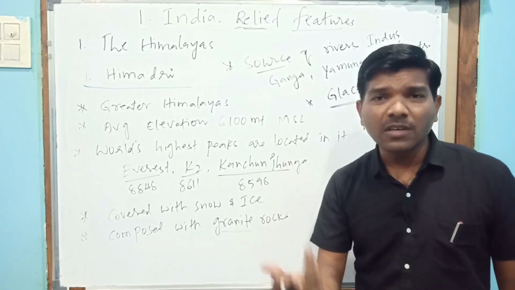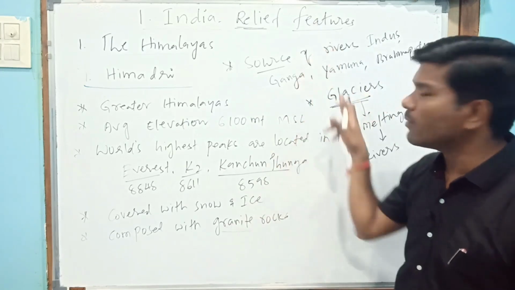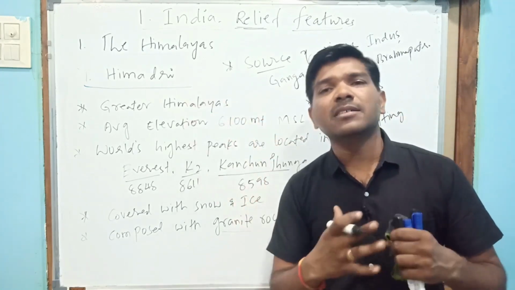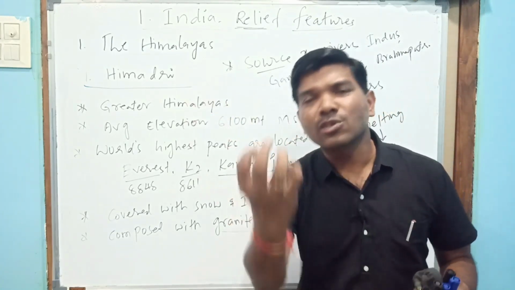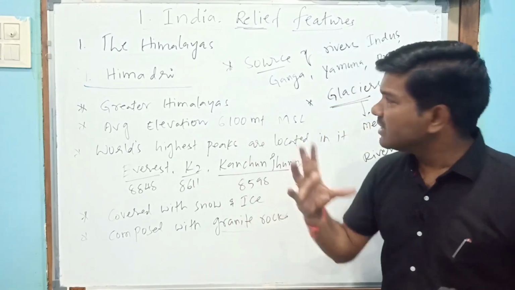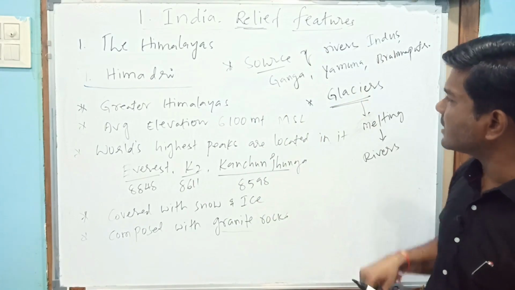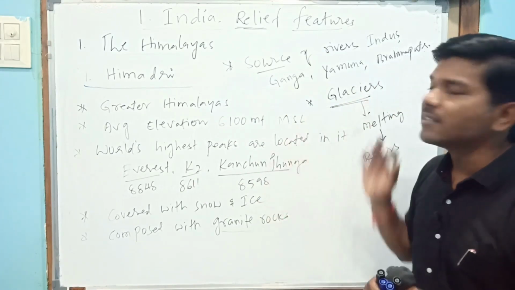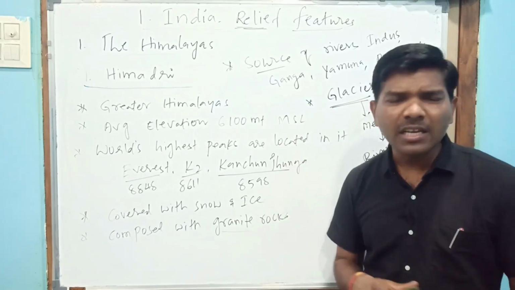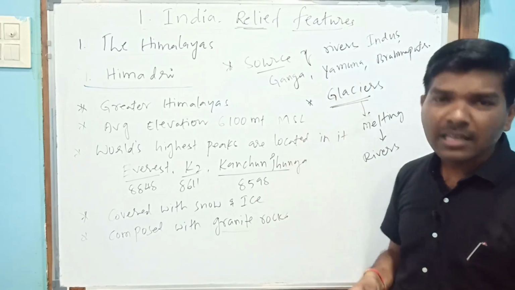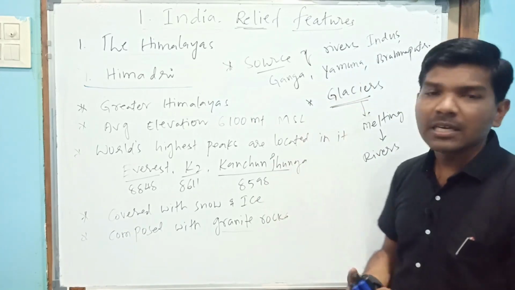Why source of rivers? Why are these rivers coming from there? Because this Himadri is completely covered with ice and snow. Whenever this ice and snow melts, rivers are forming. Rivers like Indus, Ganga, Yamuna, Brahmaputra are certain examples. Even Satluj. So many channels, so many small tributaries also originate in Himadri. This is about the Himadri.